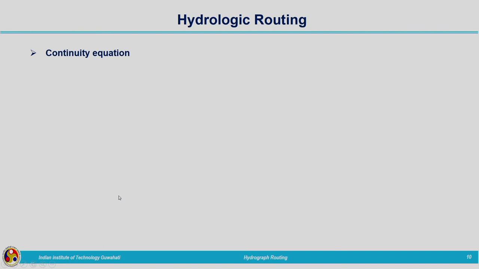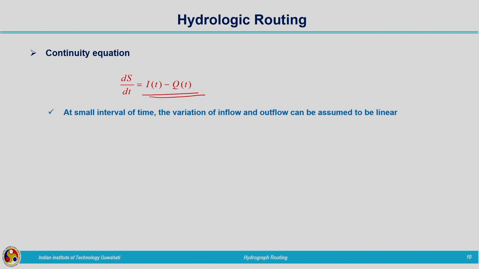Now, let us look into the equation, that is our continuity equation. Continuity equation is given by the expression dS/dt is equal to I(t) minus Q(t). Here what we are going to do, we are considering a small interval of time delta t in such a way that the variation in inflow and outflow within this time delta t is linear. So, at small interval of time, the variation of inflow and outflow can be assumed to be linear. Even though it is non-linear, that interval of time is very small, so that we can assume that the variation taking place in inflow and outflow are linear.